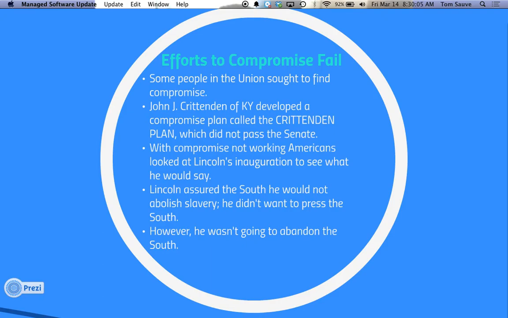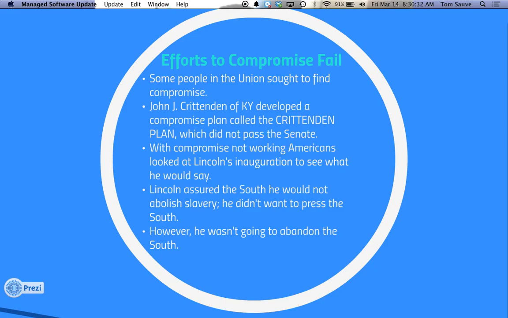With the states in the lower South forming the new government in Montgomery, Alabama, some people did try to seek compromise. Senator John J. Crittenden of Kentucky developed a compromise plan. It was known as the Crittenden Plan. It was presented at Congress in late February of 1861, but it did not pass. So with the hopes of compromise fading, Americans were really waiting to see what Lincoln's inauguration would hold. What was he going to do about this crisis?